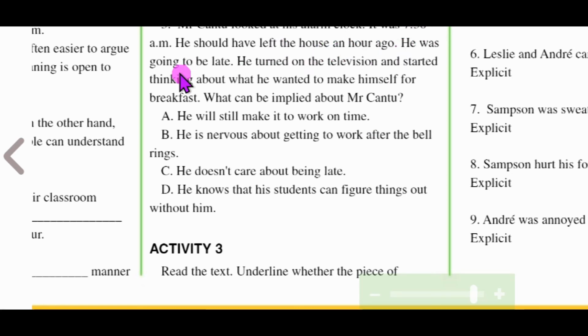He's going to be late, but instead of rushing to get ready, he turns on the TV. If I was rushing to get to work, I wouldn't be turning on the TV. If you were rushing to get to school, you wouldn't be turning on the TV. And then he goes on to start thinking about what he's going to have for breakfast. If he was truly late, probably he would just skip breakfast altogether. So that is why C is the most appropriate answer.